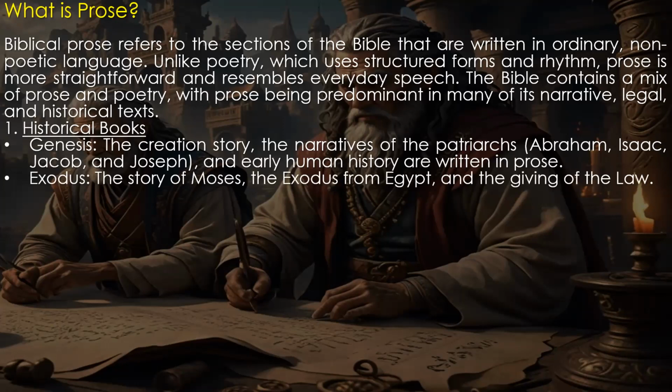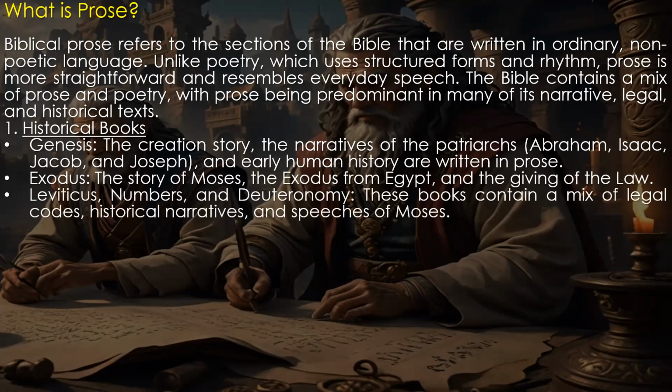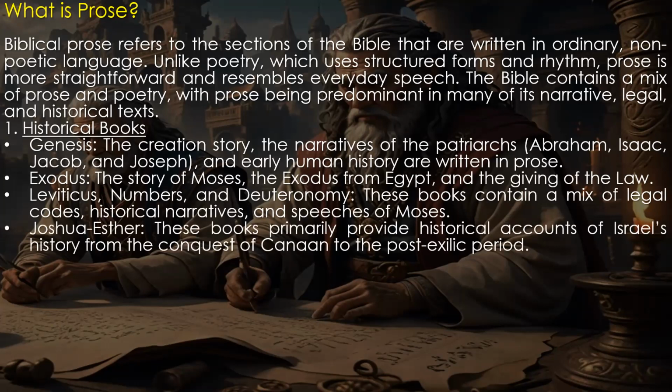Book of Exodus, obviously the story of Moses, the exodus from Egypt, and the giving of the law. That's all written in ordinary prose. Leviticus through Deuteronomy. These books are going to contain a mix of legal codes, historical narratives, and speeches of Moses. That's all prose. And then you just take the books, really just going Joshua, Judges, Ruth, 1st, 2nd Samuel, 1st, 2nd Kings, 1st, 2nd Chronicles, Ezra, Nehemiah, and Esther. All of those primarily provide historical accounts of Israel's history, going from the conquest of Canaan to the post-exilic period. And these historical accounts are written primarily in prose narrative.